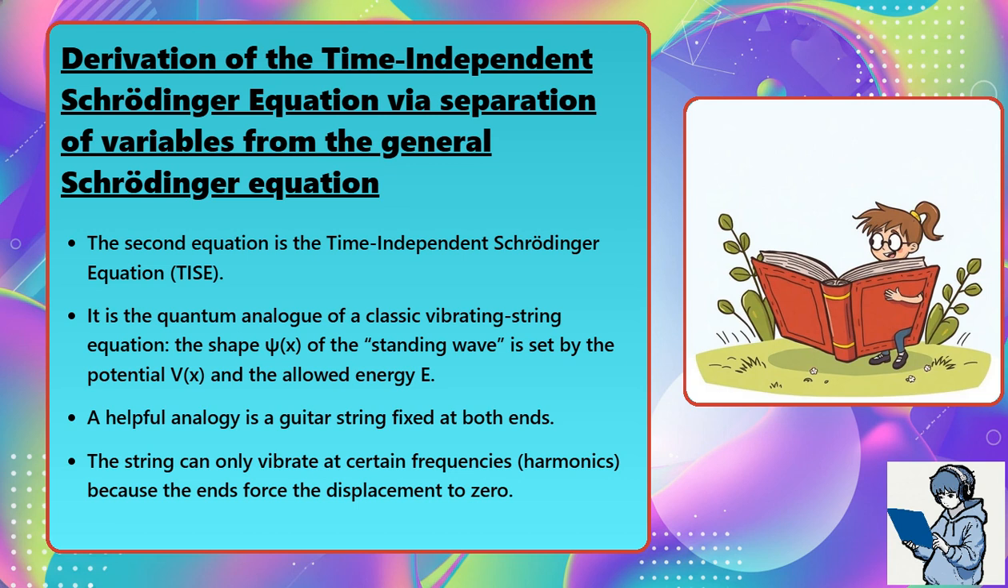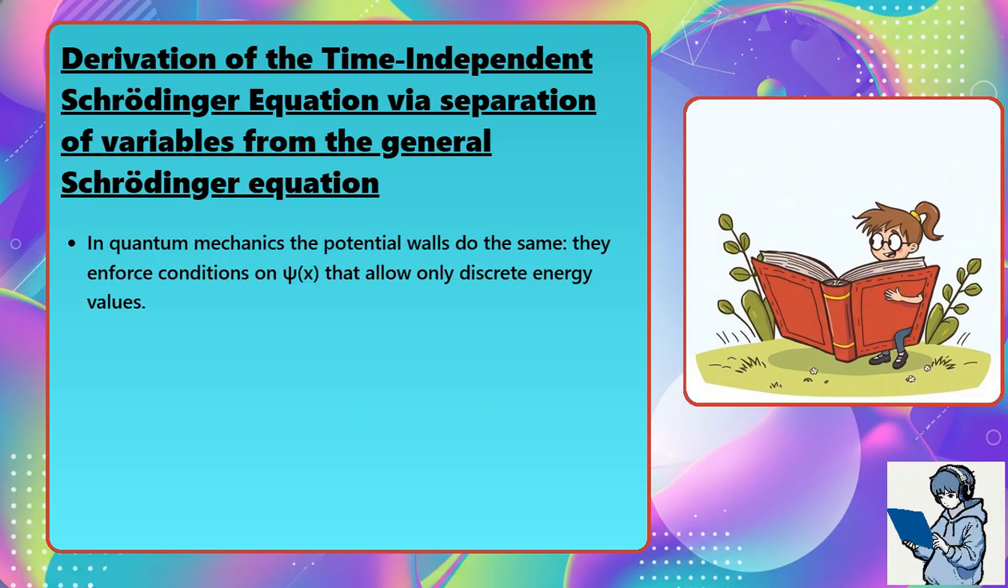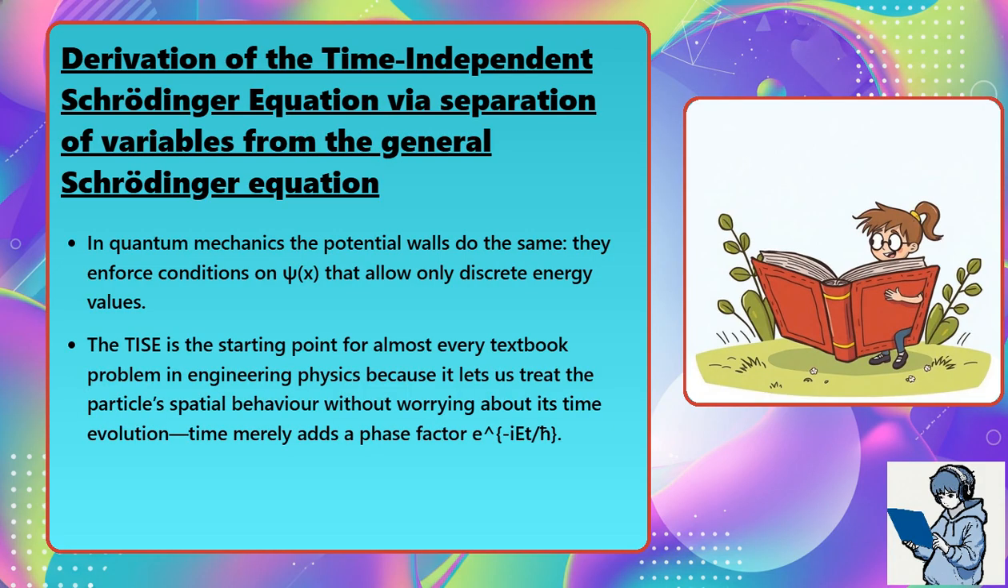The string can only vibrate at certain frequencies, called harmonics, because the ends force the displacement to zero. In quantum mechanics, the potential walls do the same. They enforce conditions on ψ(x) that allow only discrete energy values. The TISE is the starting point for almost every textbook problem in engineering physics because it lets us treat the particle's spatial behavior without worrying about its time evolution. Time merely adds a phase factor, e to the negative iEt over ħ.